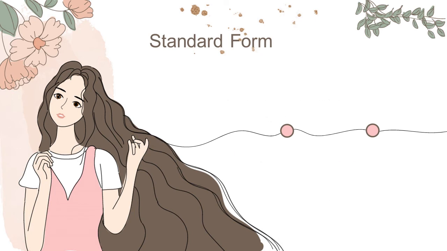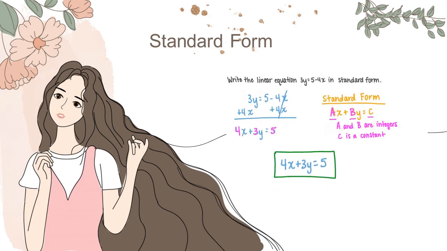Next, we have the standard form. The standard form of a line is ax plus by equals c. So we should always be able to convert from one form of an equation to another. For example, if we are given a line in the slope-intercept form, we should be able to express it in the standard form and vice versa.